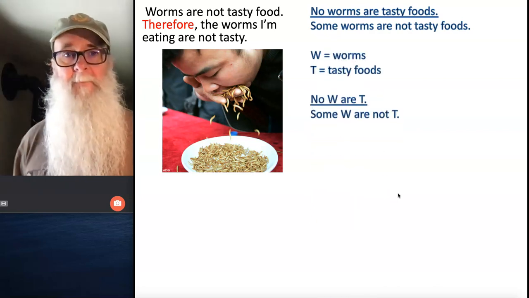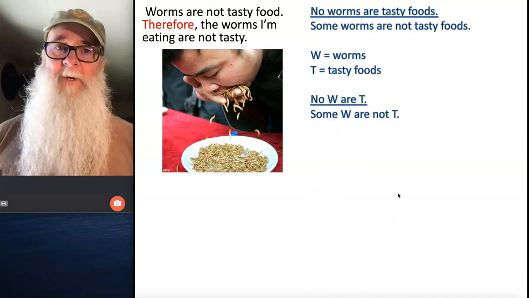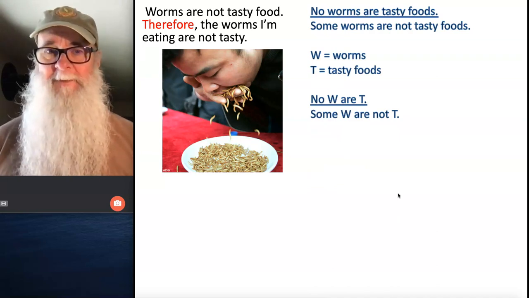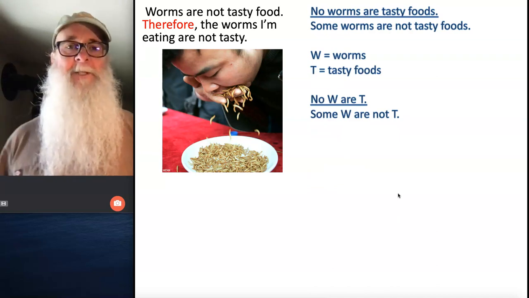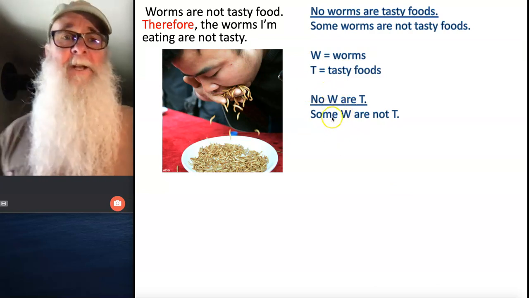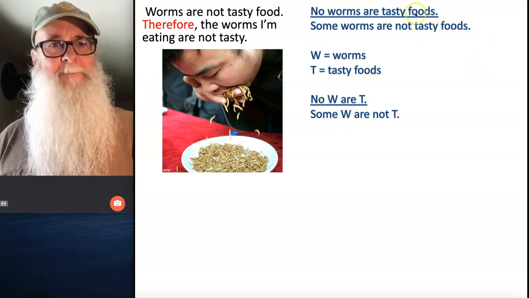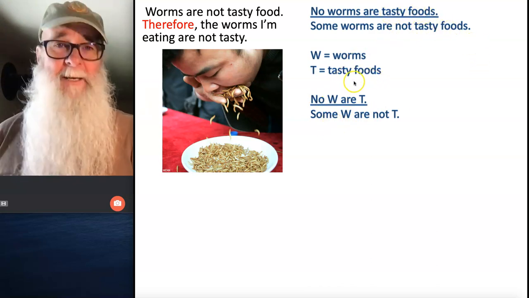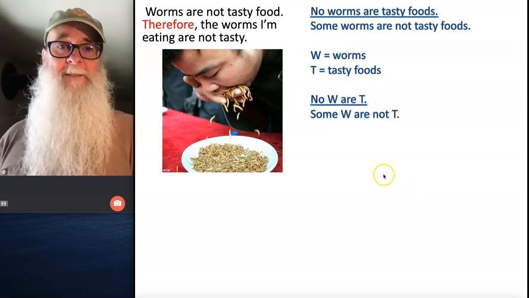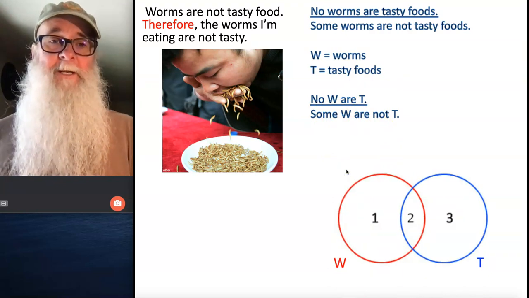Okay? We're going to represent this symbolically. I chose W and T to represent worms and tasty foods. You may have different letters. That's okay. You just want to make sure that you have an argument form that has an E statement as the premise and an O statement as the conclusion. And you also want to make sure that you look at your predicate term and make sure it's a countable plural noun or noun phrase. All right, so now that we've got our argument represented symbolically, we can go ahead and Venn diagram it.